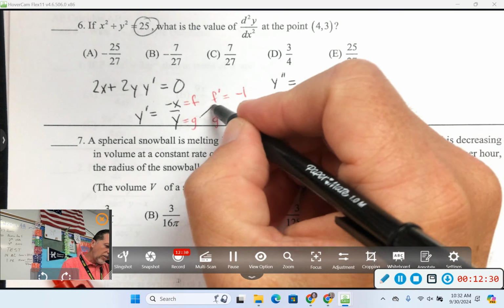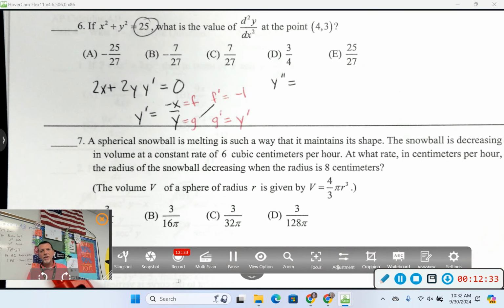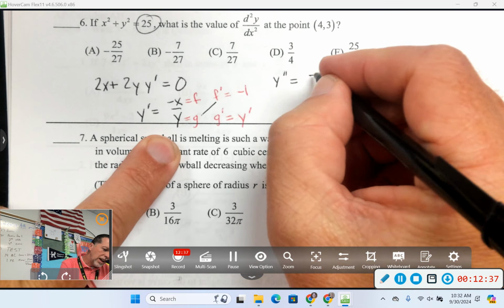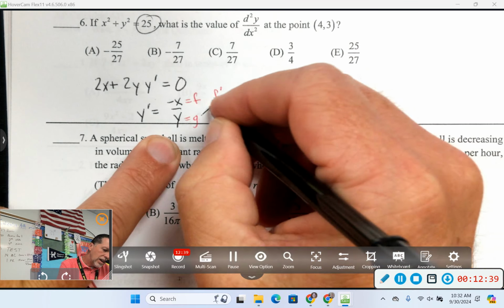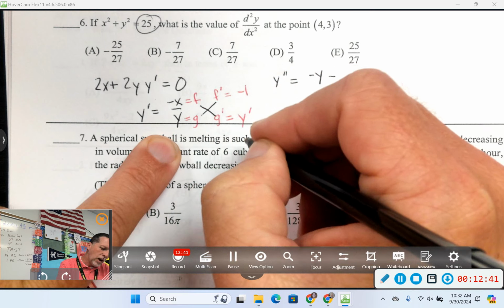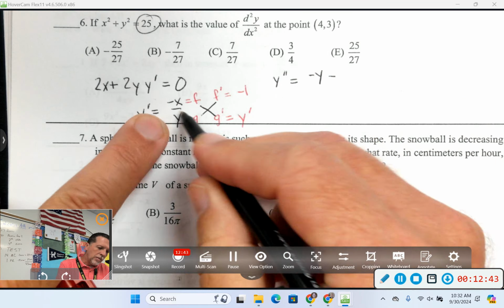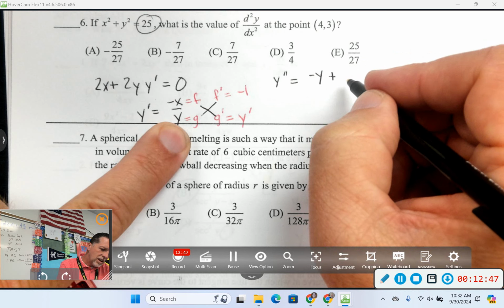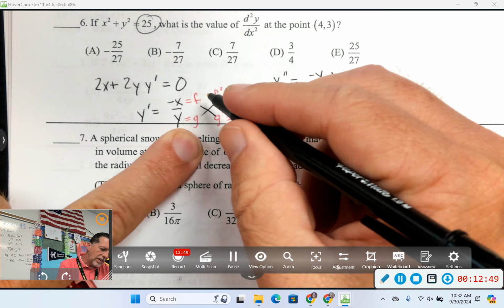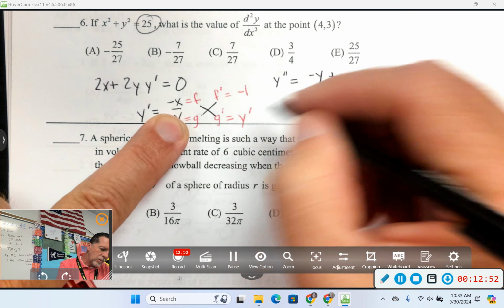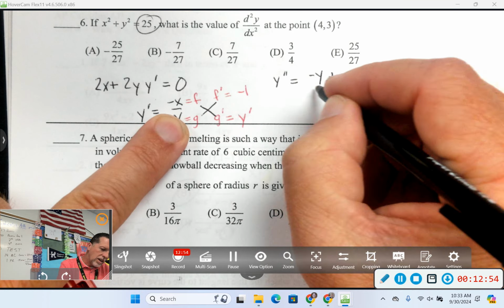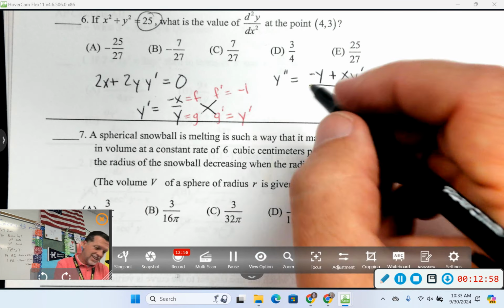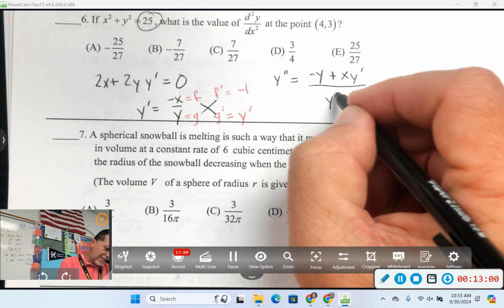So, as always, you got to keep the gf first to make things work out for you. Gf prime would be negative y minus fg prime. Minus negative is going to turn into plus. And then x y prime. And then all of that is over y squared.